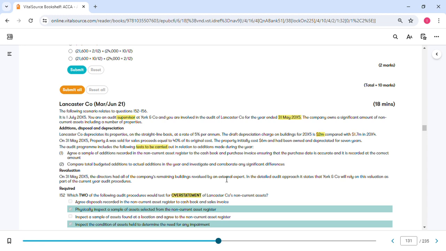Carrying amount. Sir, this question comes in section B, so we have to take a calculator. You can take a calculator, or in the computer based examination you have the drop down calculator also.